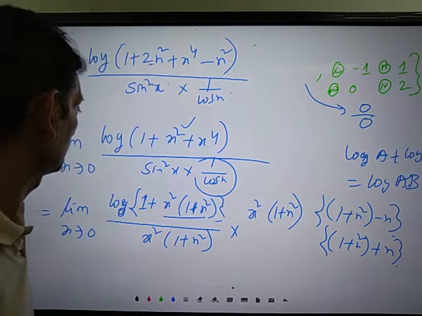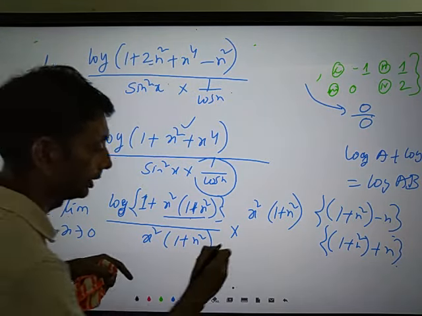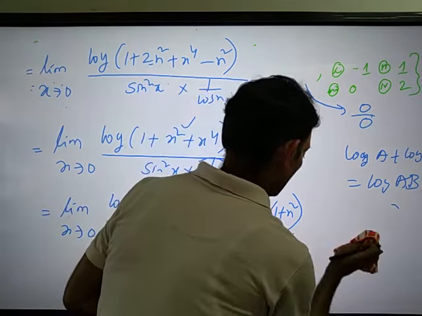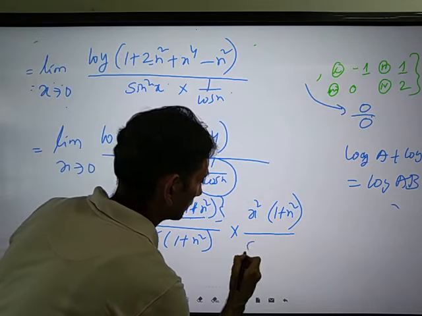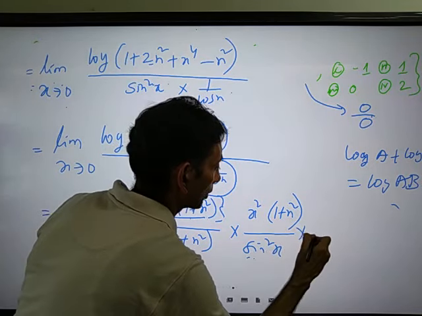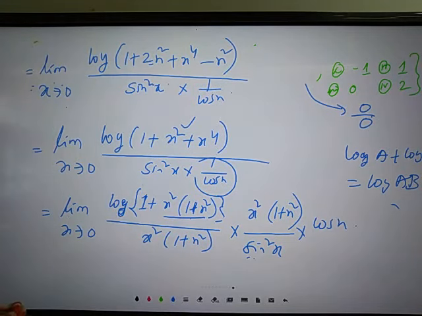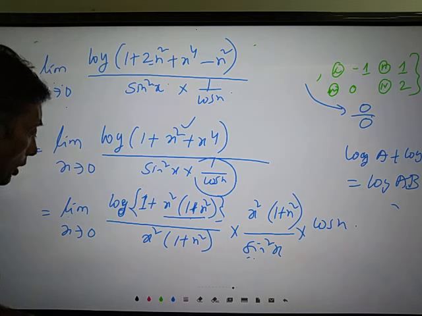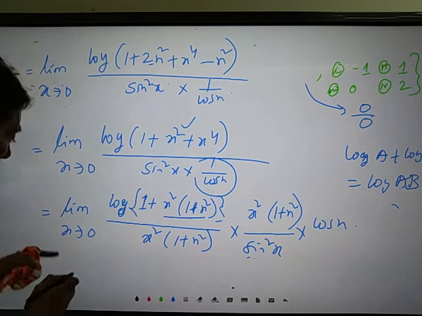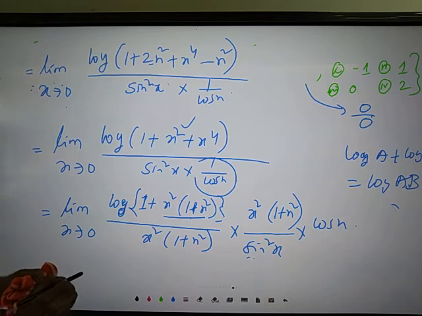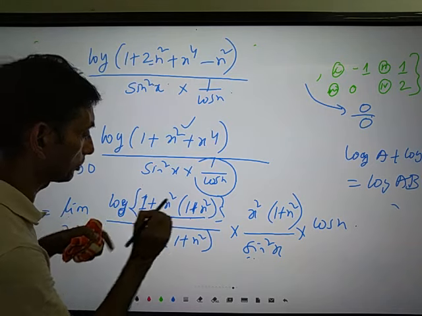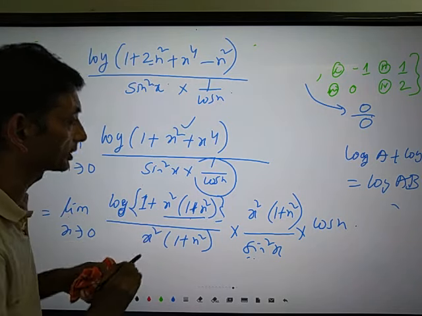This additional term I have written. And what is there in the denominator as extra term? This is sin square x, and cos x I am writing in the numerator. Only this much is left. Okay? Yes. Now let's see this one. The limit is limit x approaches to 0, log 1 plus x square divided by x square 1 plus x square.